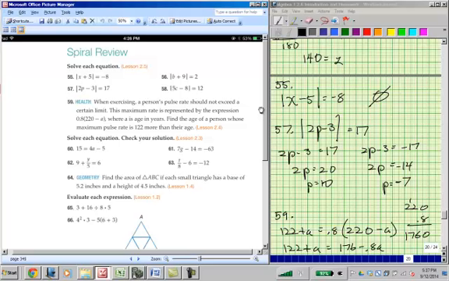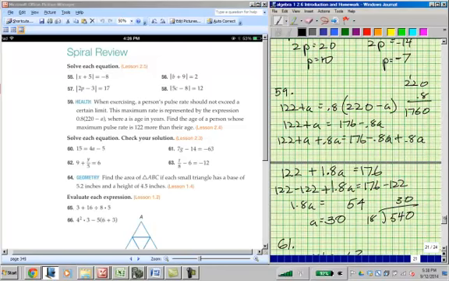61. 7g minus 14 equals negative 63. Add 14 to both sides. 7g equals negative 49. G equals negative 7. Let's check it. Negative 49 minus 14 is negative 63. 63. Now they're getting pretty easy.